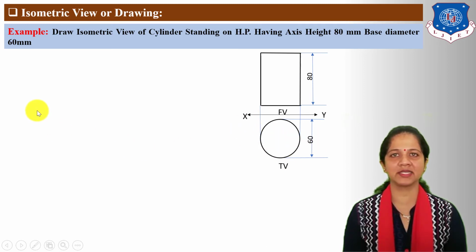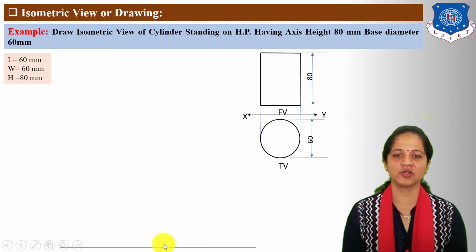First, find out the maximum length, width and height of the given cylinder. Maximum length is equal to 60 mm. Maximum width is also equal to 60 mm and maximum height is equal to 80 mm. Next, draw an isometric box considering the maximum length, width and height.